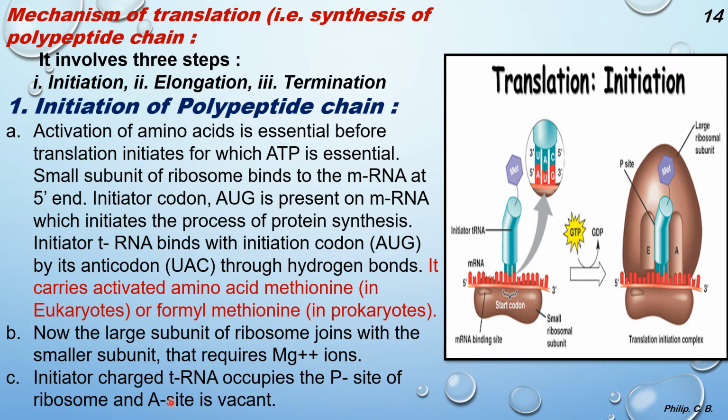Then second point, now the large subunit of ribosome joins with the smaller subunit, which requires magnesium ions. Initiator charged tRNA occupies the P site of the ribosome and the A site is vacant. So the initiator charged tRNA occupies the P site, that is the center one, as we saw in the previous slide as well. So P site, that's why you can see the coloration as well for the understanding. P site is where the initiator tRNA occupies, and the A site remains vacant over here.